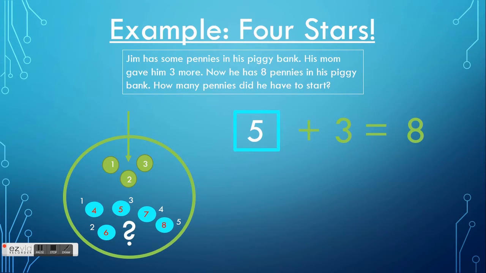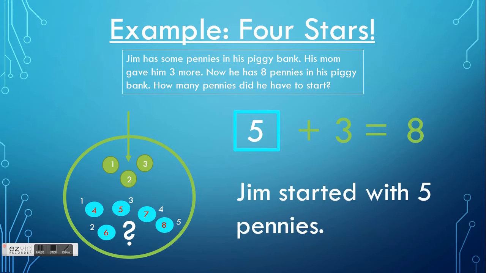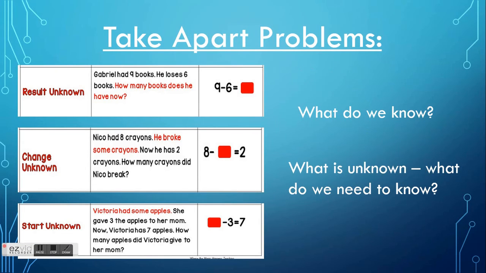Then his mom gave him 3 more, and now he has 8. Last, I'm going to look back at the problem. I'm going to use the word pennies to write a sentence about my answer. Jim started with 5 pennies. That really helps me as your teacher to see that you understood the question was how many he started with. Nice job.